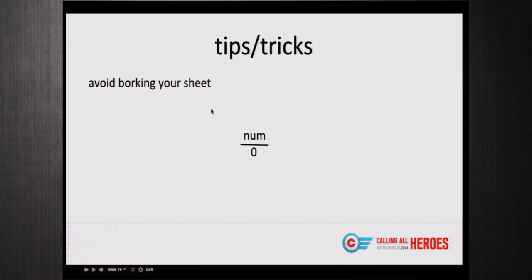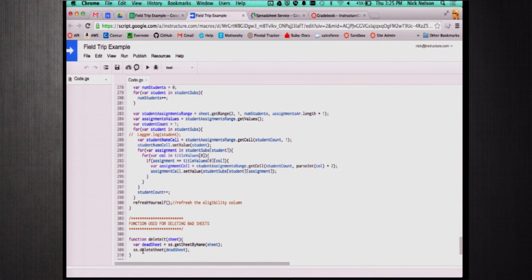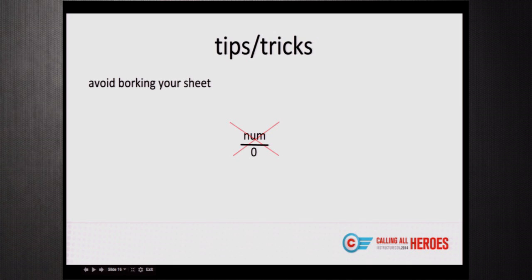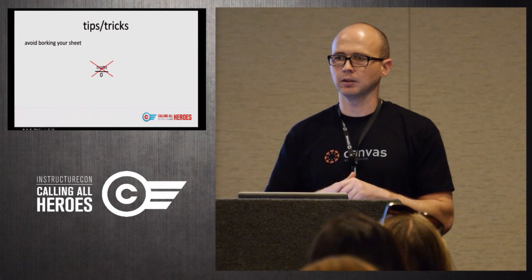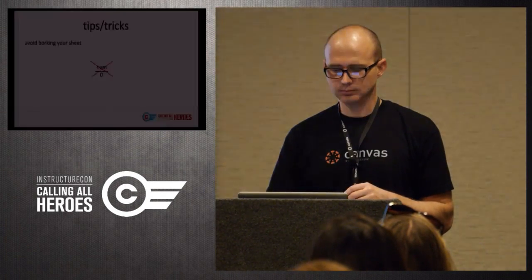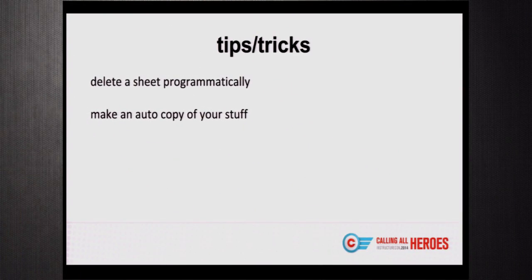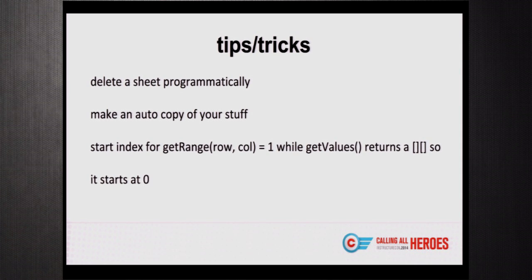You have to go and create, as you can see down here, I've got my own delete sheet function, and it just allows me to delete that sheet sort of programmatically through here. So again, really try hard not to divide by 0 or other things, but make sure that you have something in place so that if you do mess it up, you can keep moving forward. For example, deleting your sheet programmatically, as well as making an auto copy for yourself. There's a function in there that just says copy spreadsheet, so every time before anything executes, you make a copy, and it has a different name, and so it's there in case you mess things up. And then again, just as a reminder, start index for get range is at 1. Get values returns a 2-dimensional array which starts at 0.